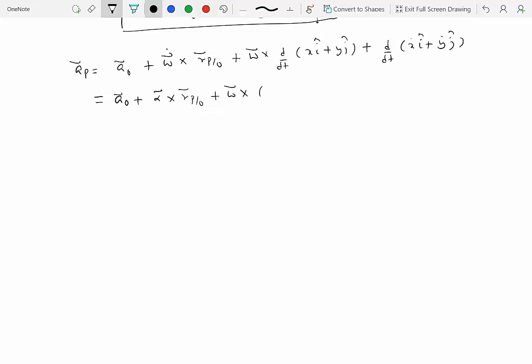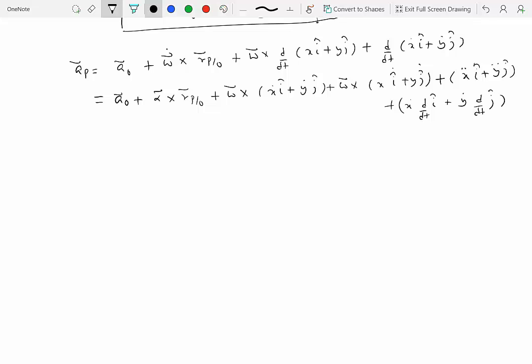So let's take the derivative of this. This is x dot i hat plus y dot j hat plus omega cross (x i hat plus y j hat), and this we have seen before in the velocity analysis. This will be x double dot i hat plus y double dot j hat plus x dot d/dt of i hat plus y dot d/dt of j hat.